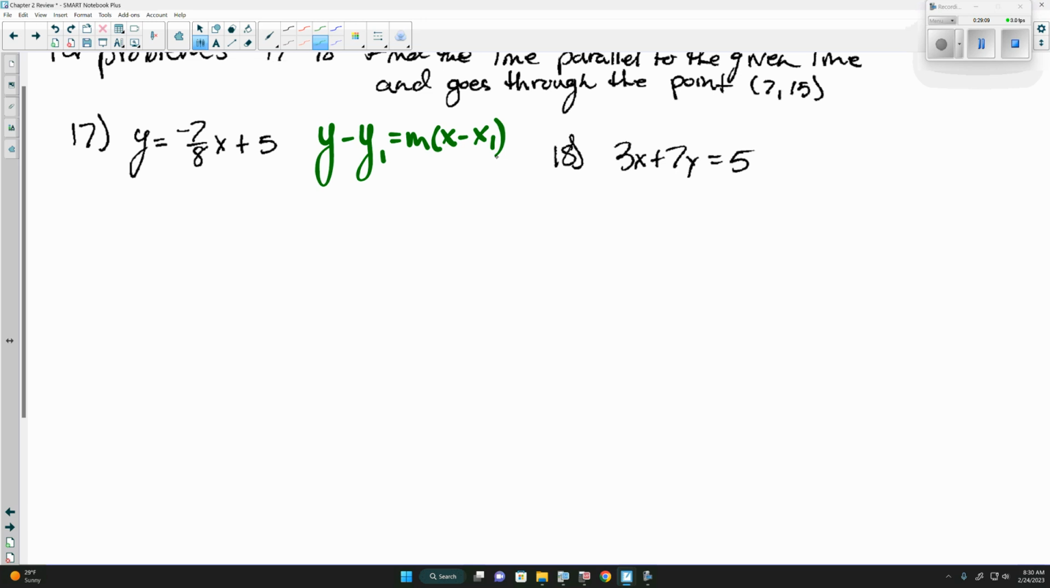Now for the first one, they gave us what the slope is. They told us y equals -7/8 x plus 5. The slope for this line is -7/8. And if it's parallel, lines that are parallel have the same slope. So -7/8 would be our slope. And we can use the point (7, 15). Plug 15 in for y: y minus 15 is equal to -7/8 times x minus 7.